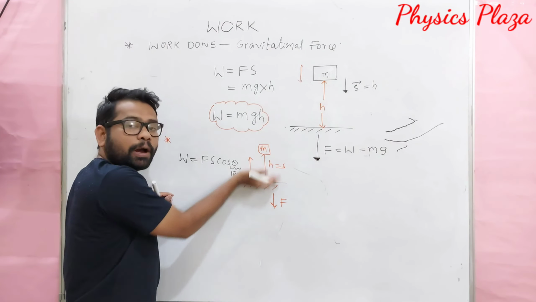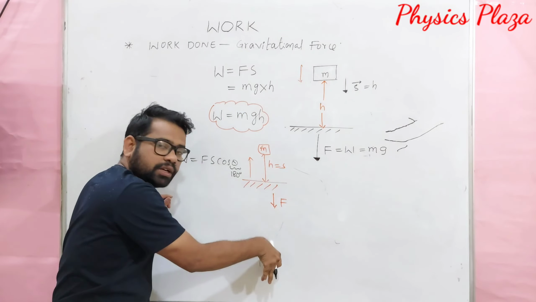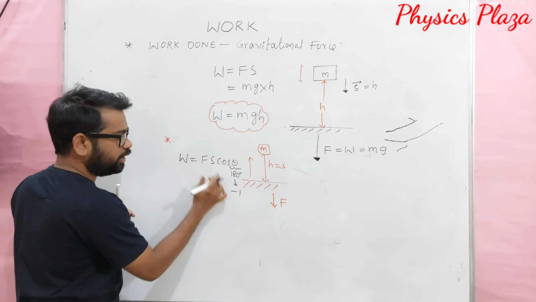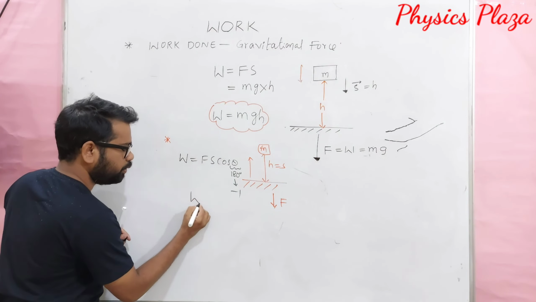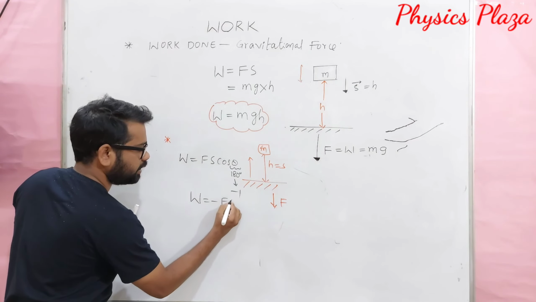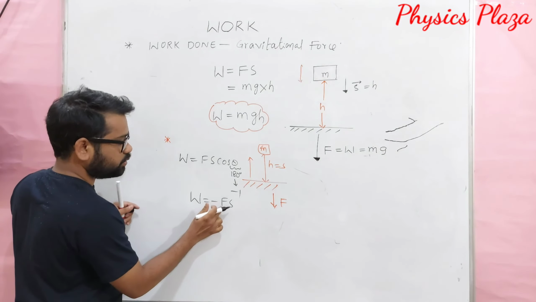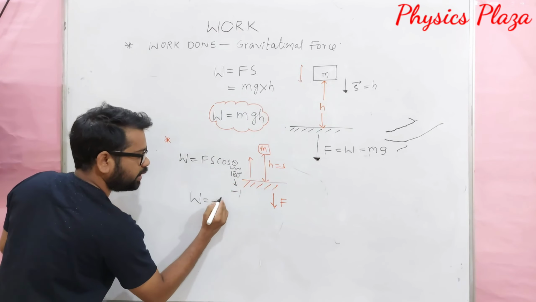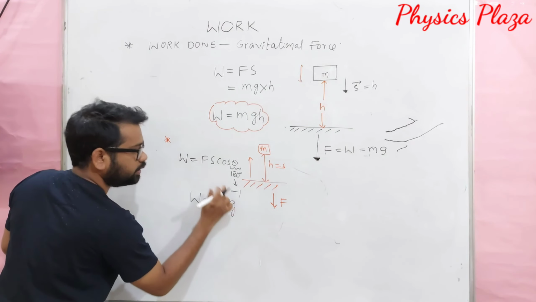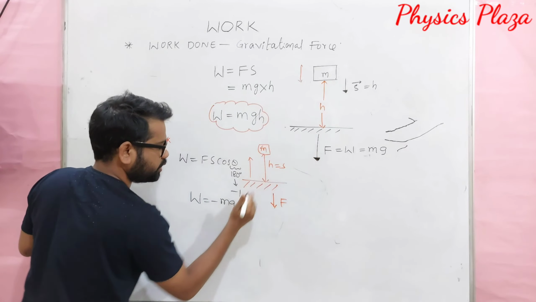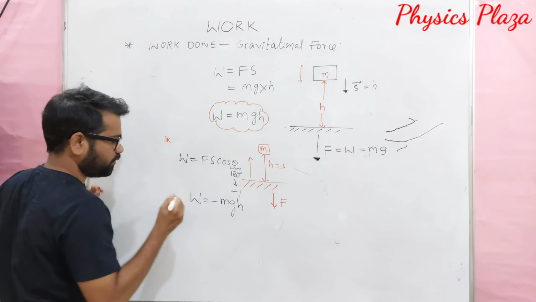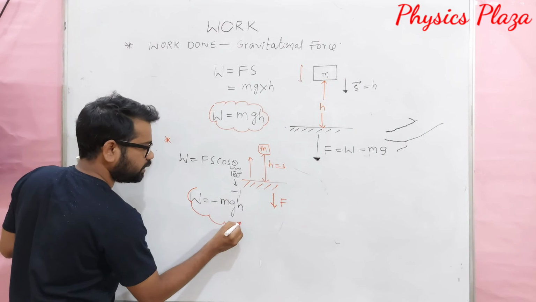The body is displaced vertically upwards, and the force of gravity is acting in the downward direction, so cos θ will be -1. So W is equal to minus Fs. In the place of F, what should we take? Mg. So we will get minus Mg, and in the place of S, we will take h. That will be minus Mgh. So children, the magnitude is the same whether it is going vertically upwards or downwards.